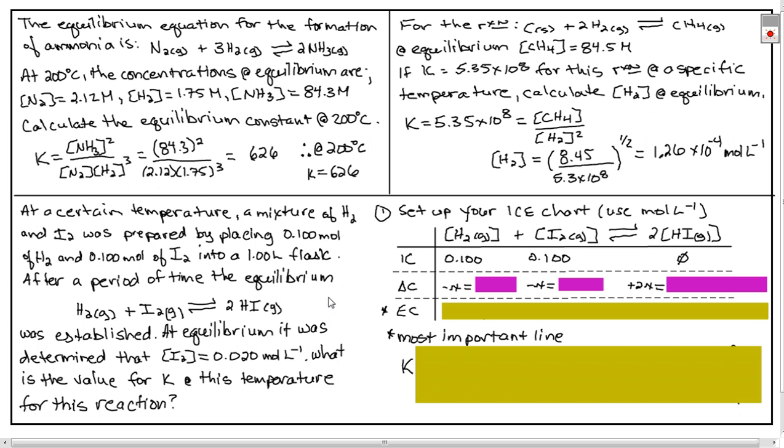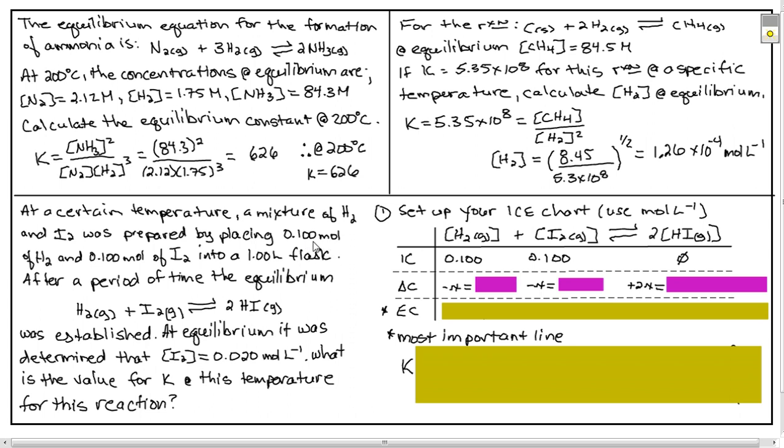Now after a period of time, the equilibrium that you see here was established. At equilibrium, it was determined that the concentration of iodine gas was 0.02 moles per liter. We want to solve for the value of K at this temperature for this reaction. So number one, we're going to set up our ice chart, and again we have to use moles per liter. If we used, say, a 2 liter flask, we would have taken the number of moles and divided it by the volume, which would have been 2, which would have cut that in half. But that's not the case here.